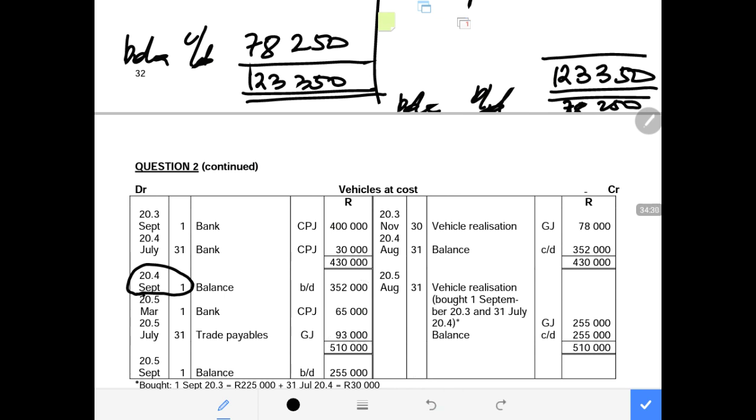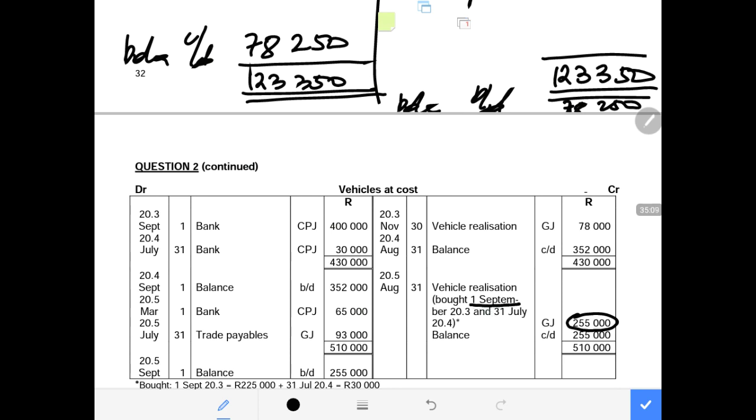So this is the cost of the assets that were bought in terms of motor vehicles. Then on the other side we have realization, meaning vehicle that was sold. Vehicle realization, this is the sale of the motor vehicles, and these vehicles were sold on the 31st of August, meaning at the end of the current year, meaning these vehicles stayed in the business for the full year, and they say they were bought on the 1st of September 2003 and 31st of July 2004. That means there are two motor vehicles that are included here. We can see that 255 is for two vehicles and they were bought at different dates, and another one was bought on the 1st of September.